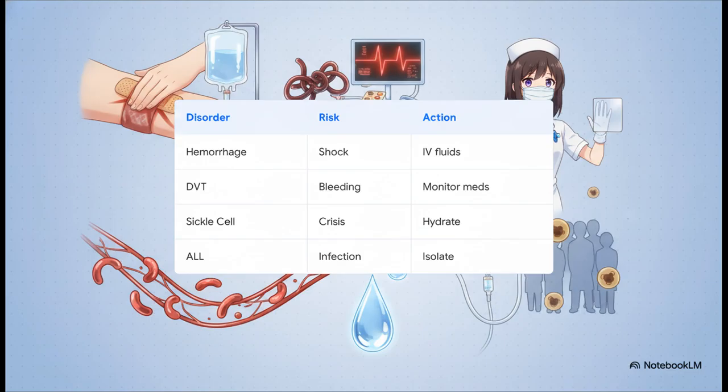Sickle cell anemia. The massive threat there is a vaso-occlusive crisis. Your immediate priority is hydration to open up those vessels and pain control. And finally, ALL, or acute lymphoblastic leukemia. Because healthy cells are totally outnumbered, the greatest risk is a severe infection. Your primary safety instruction is to minimize their public exposure.